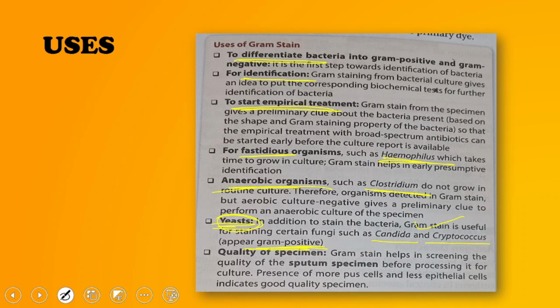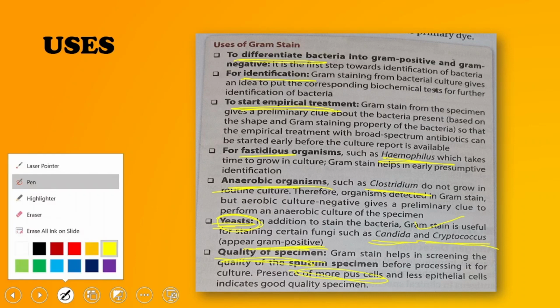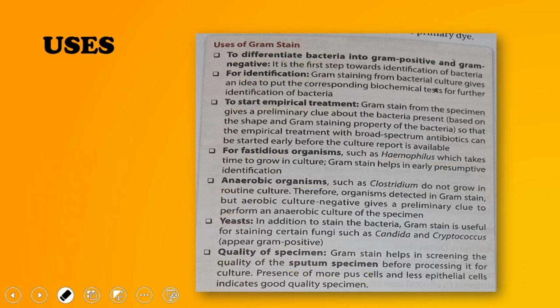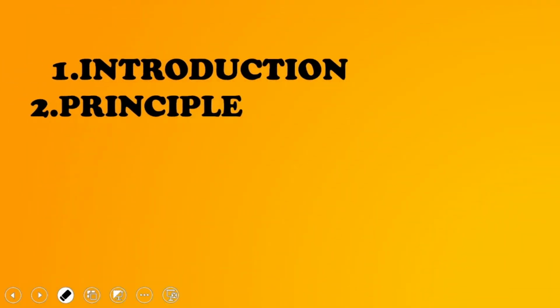They will appear violet in color under the microscope if you do a gram stain on yeast organisms like Candida and Streptococcus. And lastly, to check the quality of the specimen, for examination of sputum specimens we can utilize the gram stain. So these are the multiple uses. Just read it once and you are good to go with this segment. Let's jump towards the next important segment.